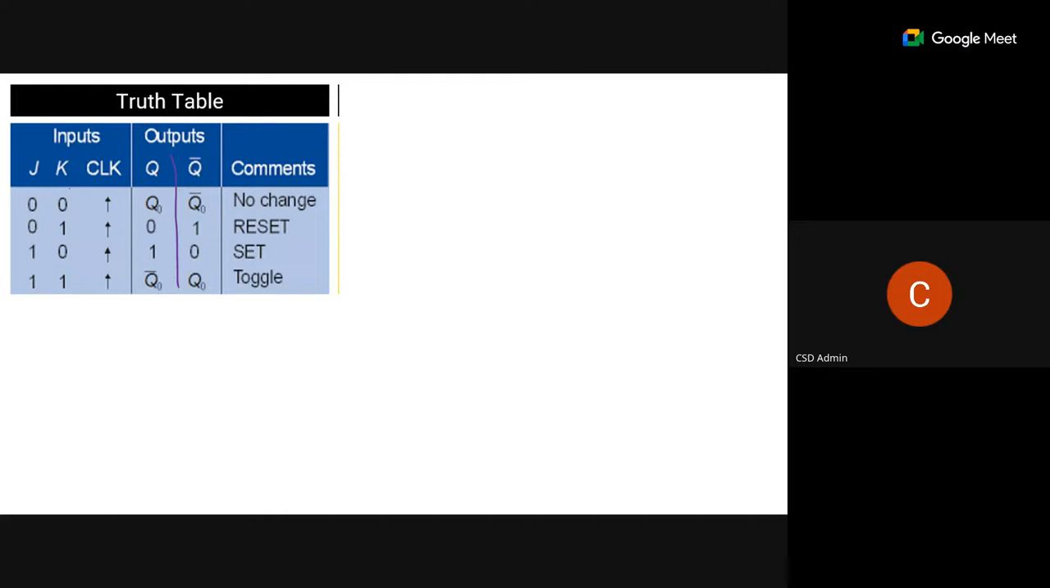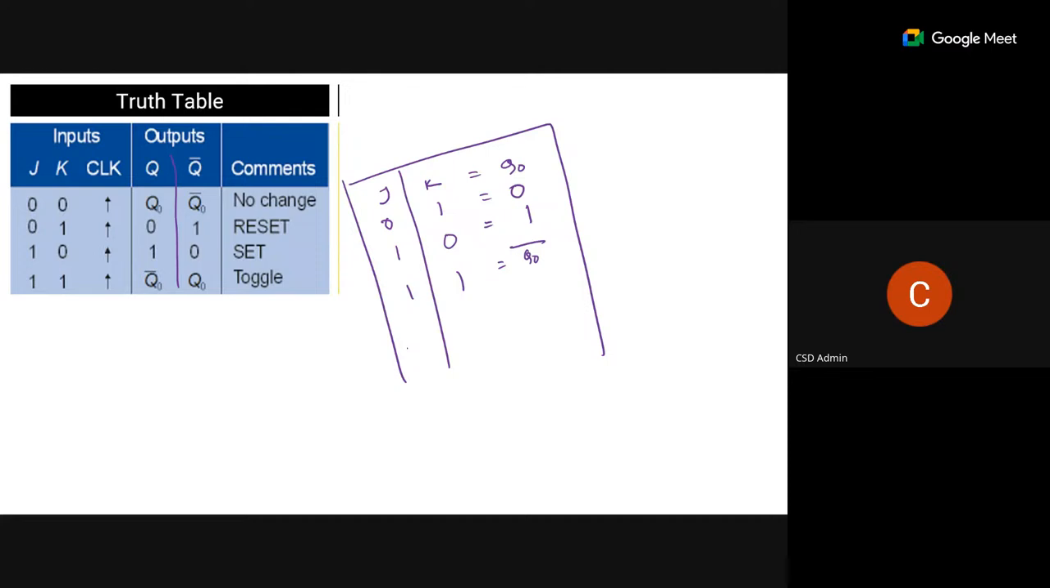When J and K are both 0, it's like memory: it holds whatever the last Q value was. When J is 0 and K is 1, it's the reset state, so the output will be 0. When J is 1 and K is 0, it will be the set state. And when both are 1, it will toggle, whatever the previous state, it will be reversed. You have to remember only that. So 00 is memory hold, 01 is reset with output 0, 10 is set, and 11 is reverse.